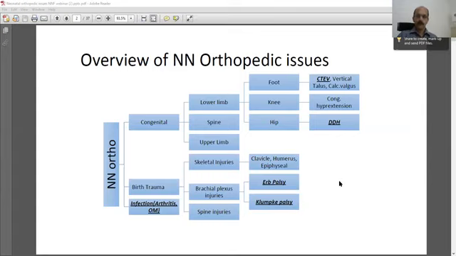Also, another important note is that these orthopedic issues are highly prone to litigation across all neonatologist circles.